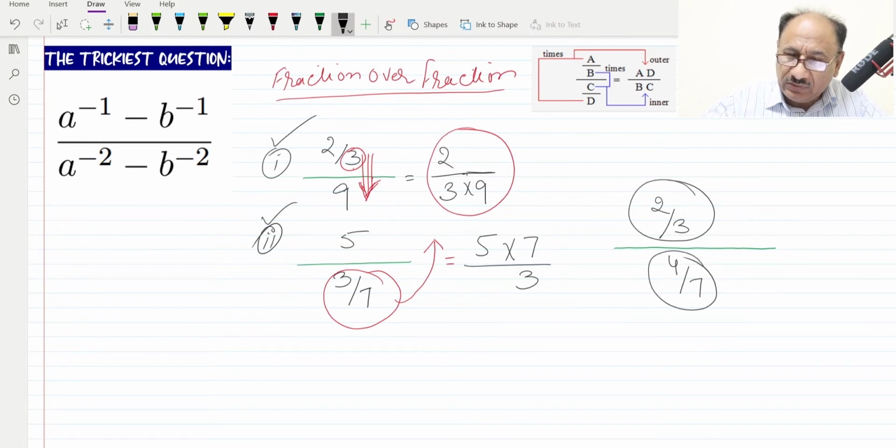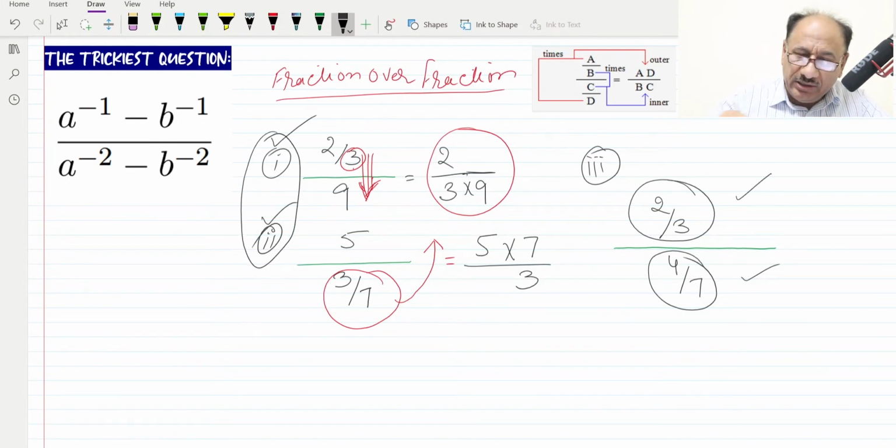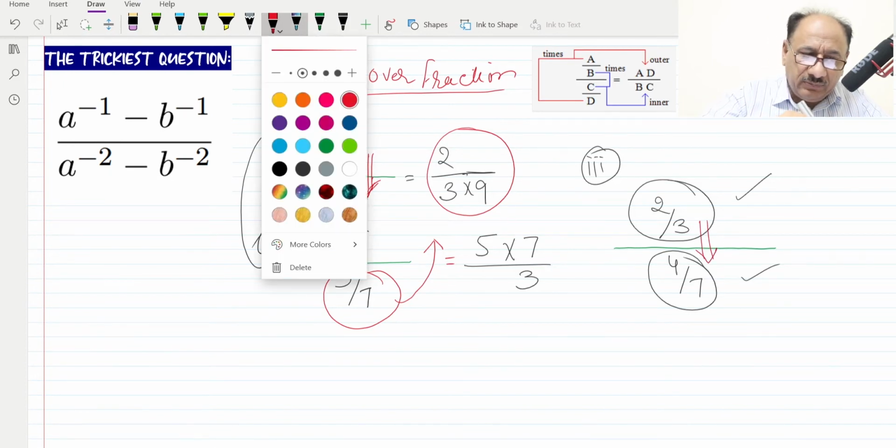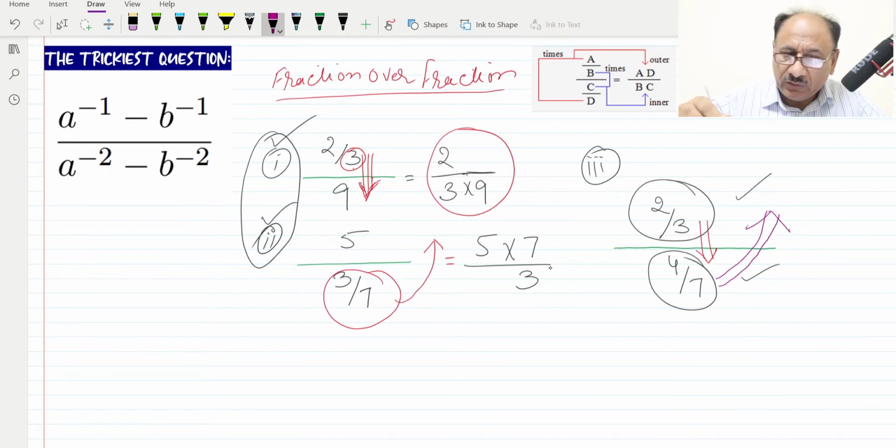Now the third case is this one, in which we have fractions both in the numerator and in the denominator. So we will use both these rules combined. We will be pulling down this 3, and at the same time we will be taking the reciprocal of this one also. So both rules we will be applying in one go.